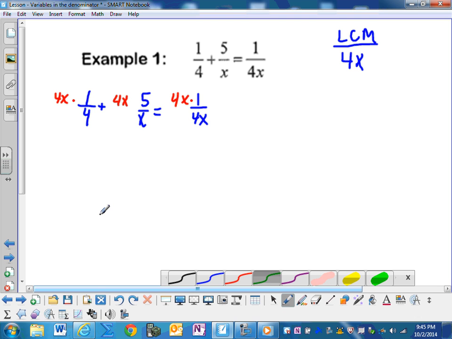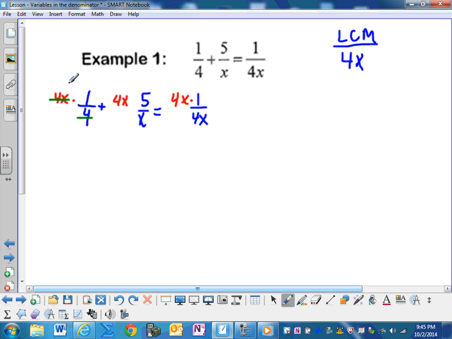And now I'm going to simplify each term. 4x divided by 4 leaves me x, plus 4x divided by x leaves me a 4, times 5 is 20. And then we have 4x divided by 4x, and that leaves me 1. So x equals negative 19.